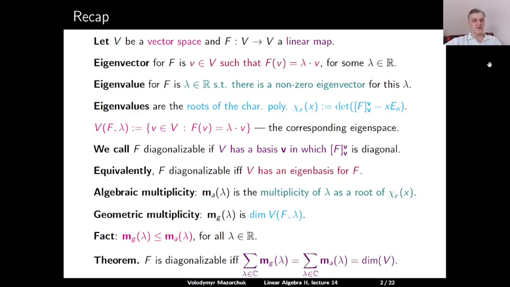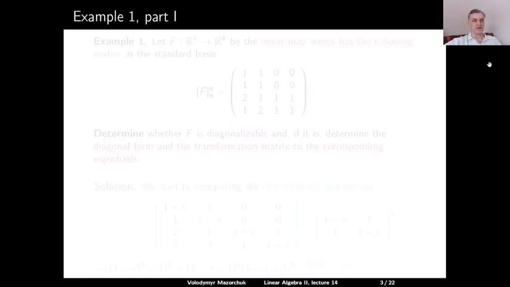And our main theorem on the previous lecture was as follows, that a linear operator F is diagonalizable if and only if the sum of geometric multiplicities of all eigenvalues is equal to the sum of algebraic multiplicities of all eigenvalues, and this is equal to the dimension of the vector space. Now let us do a couple of examples for diagonalizability of linear operators.